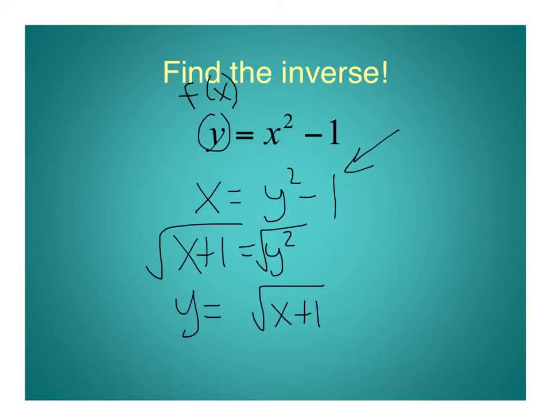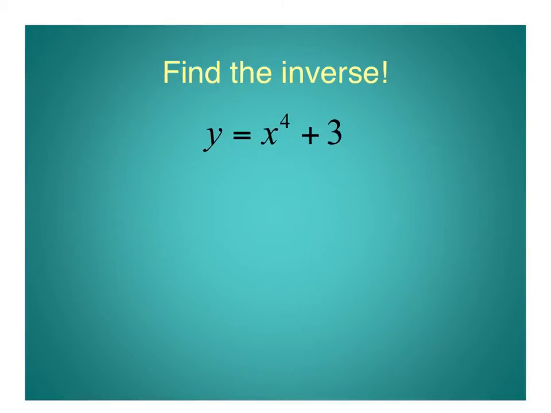But don't forget something very important, our plus or minus. When we square root both sides, we got to have plus or minus. And a negative 1 up top, to denote that it is the inverse of the original function. Let's try this next one.